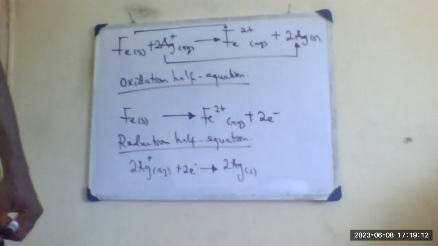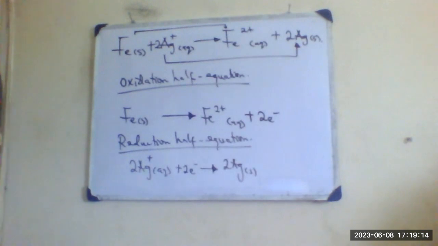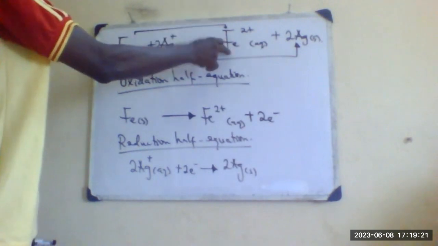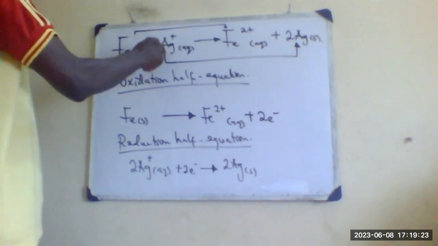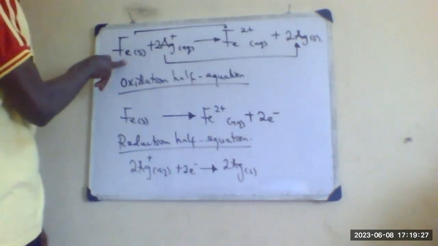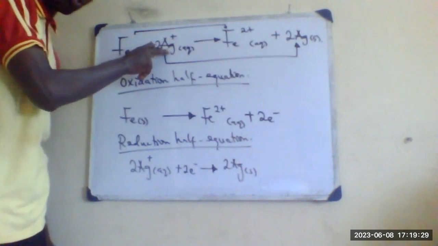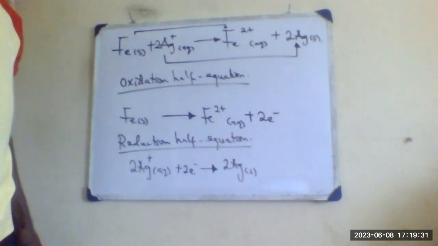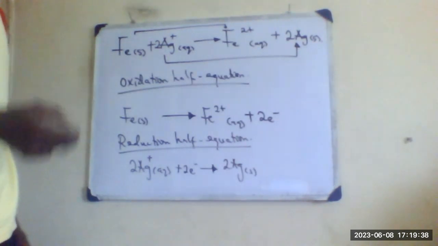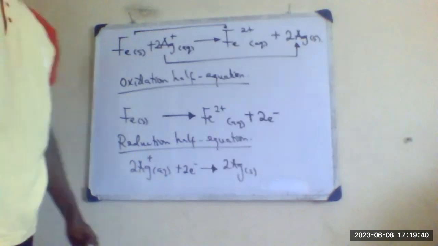The next one was which of the species is oxidized and reduced. If you check here, this is 0 to +2 undergoing oxidation, +2 to 0 reduction. So the species oxidized is Fe, not Fe2+ but just Fe, while the species reduced is Ag+.